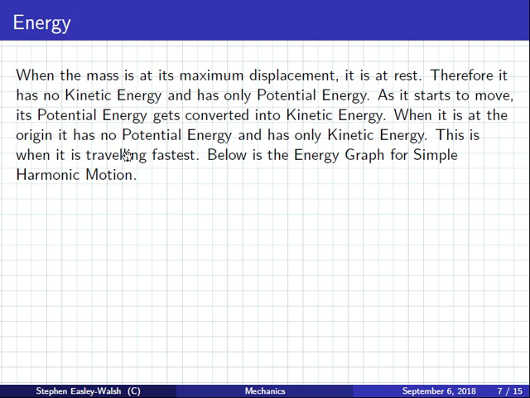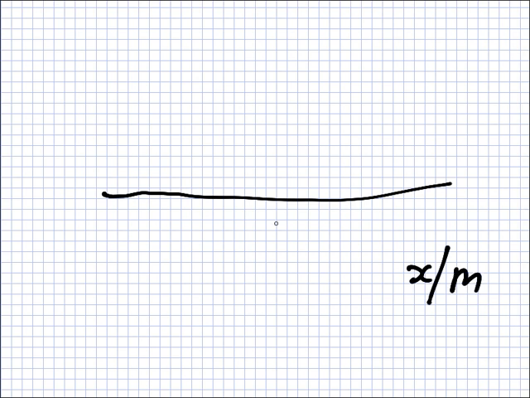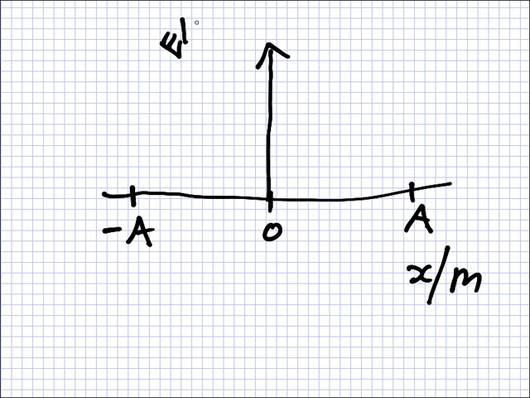So what would the energy graph look like? I'm going to draw it here, and you can draw it too. Here I'll put x in meters, and there's 0, and here is minus A, and here is A. On the y-axis I'm going to put the energy, in joules. When the particle is at the very end, what's its kinetic energy? It's moving left and right. When it's at the end, it stops, and then it comes back. So at the end, it's 0.